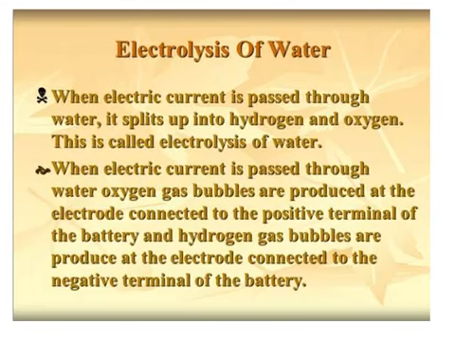When electric current is passed through water, oxygen gas bubbles are produced at the electrode connected to the positive terminal of the battery, and hydrogen gas bubbles are produced at the electrode connected to the negative terminal of the battery.